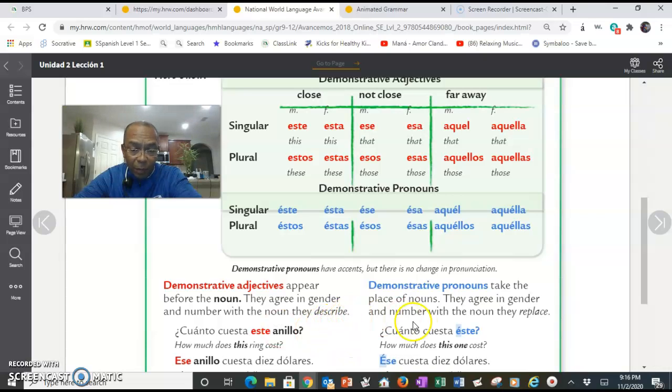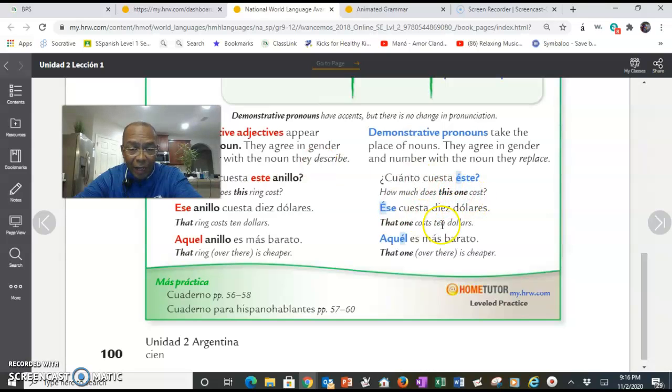Now, demonstrative pronouns don't follow any noun. For example, ¿cuánto cuesta este? Notice here, because you don't have anillo or anything, you just put este, then they are called demonstrative pronouns. And when that is the case, they have accents.